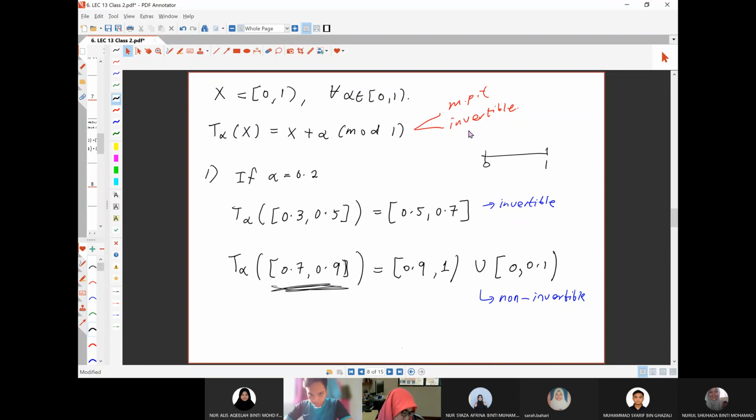Remember what a function is? One to many, many to one. Is many to one a function? Is one to many a function? So one to many is fine, but many to one cannot. That's why this one is non-invertible.